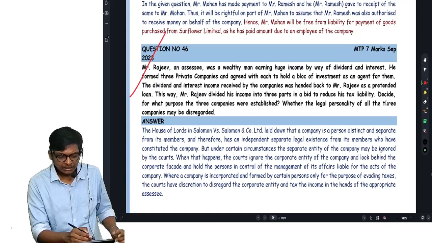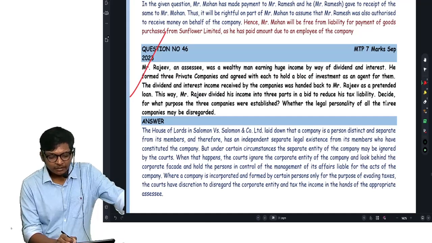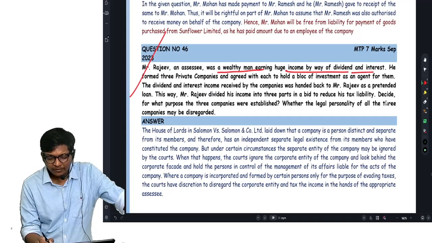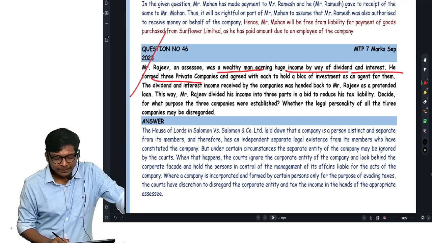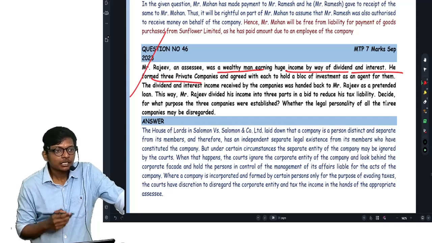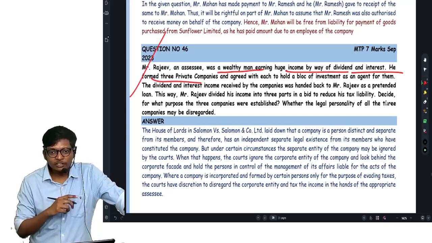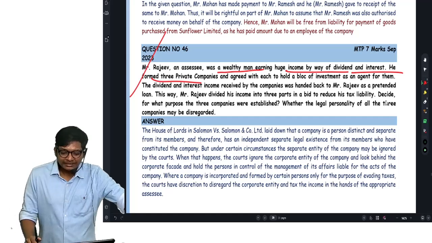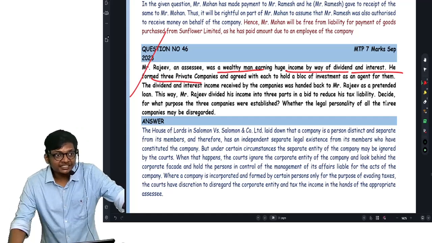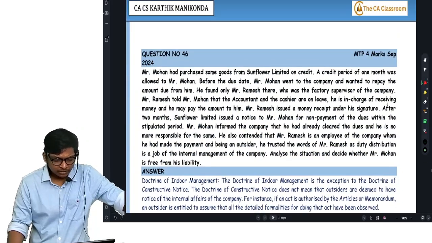46. Rajiv and Asasi. Same thing. A wealthy man, earning huge income by way of dividend and interest, formed 3 private companies. Which one is this? Lifting of the corporate veil, production of revenue or tax. This actual case law is Dinshaw Maneckji Petit. Next.